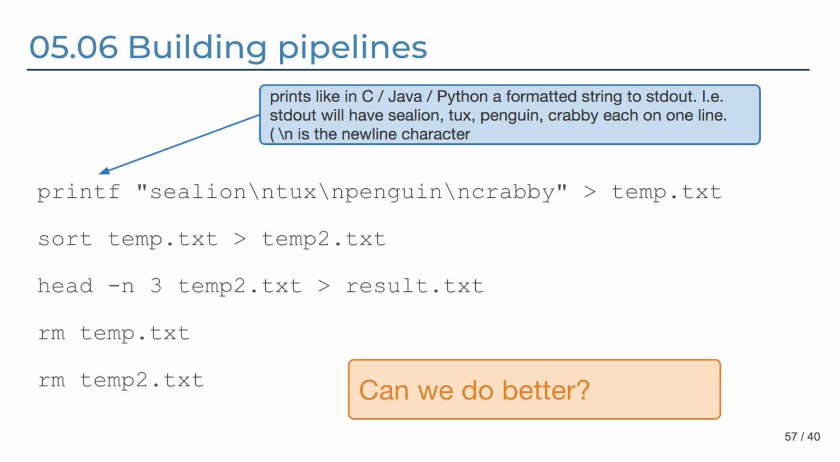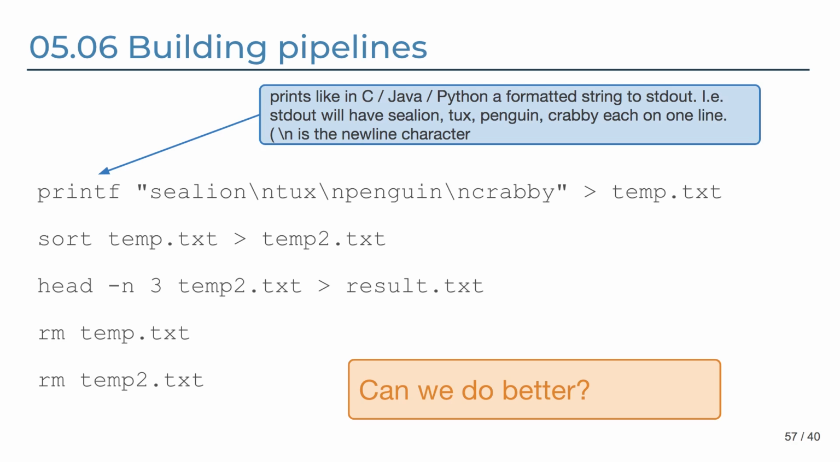So let's have an example. We have another command which prints some stuff to a file, new line separated. So we have C-line, tux, penguin, and crabby on each line. We save it to a temporary file, temp.txt. Then we sort the lines, which is what the sort command does, and put the output into a new temporary file, temp2.txt. Then we get the first lines of this temporary file, save it as result, and we have to remove the temporaries. So this is one workflow for working with multiple commands and saving the output.